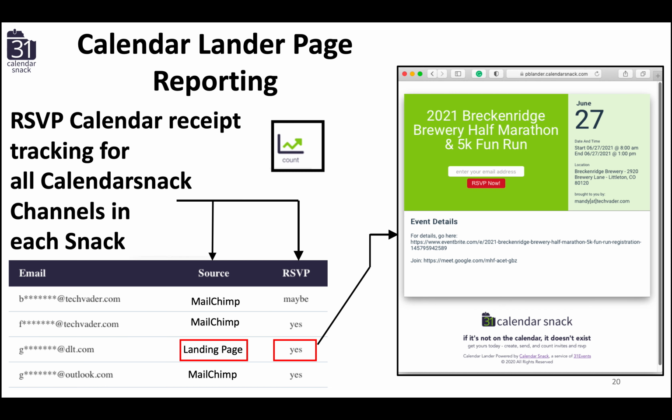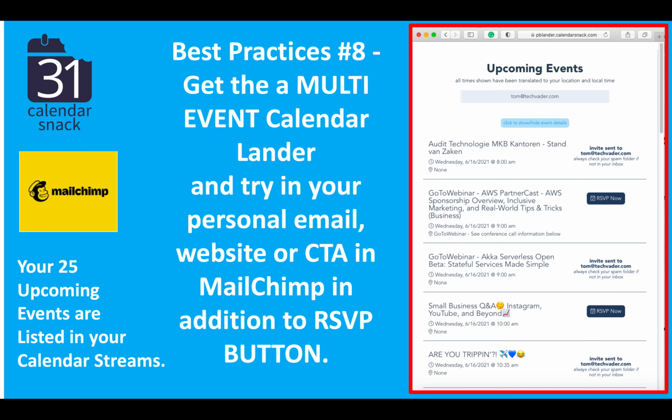So the calendar lander page reporting, the landing page reporting is right there. You can see that we identify it differently from landing pages versus MailChimp. And then using the upcoming events or the multiple events landing page, we encourage you to try it. We think it's substantial for a marketer or seller.